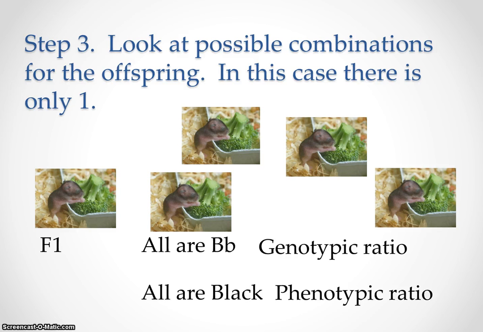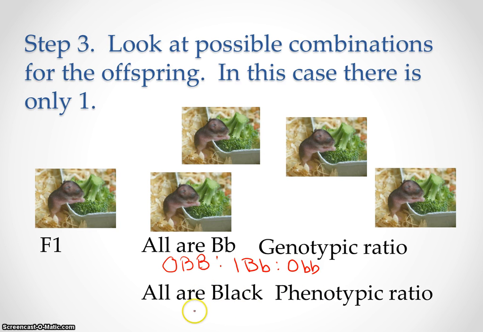Now, if all of them have the same genotypic and phenotypic ratio, we are okay with you saying all big B, little b, or all black. If you prefer to write it as a ratio, you can do that. You would have to say, oh, there are 0 big B to 1 big B, little b, to 0 little b. Or you could have 0 big B to 4 big B, little b, to 0 little b. We will always reduce, but you don't have to.